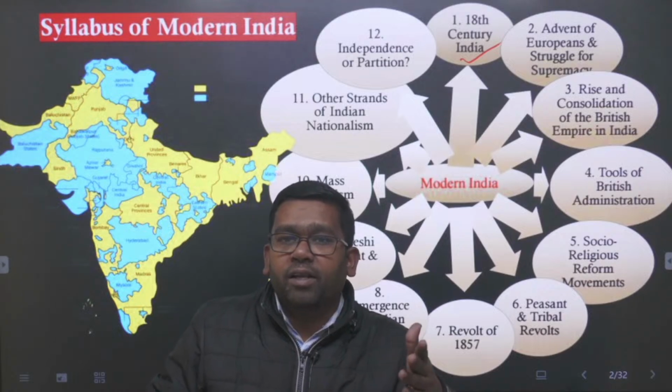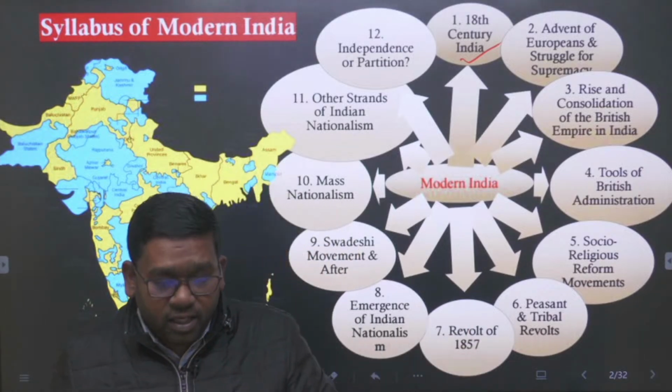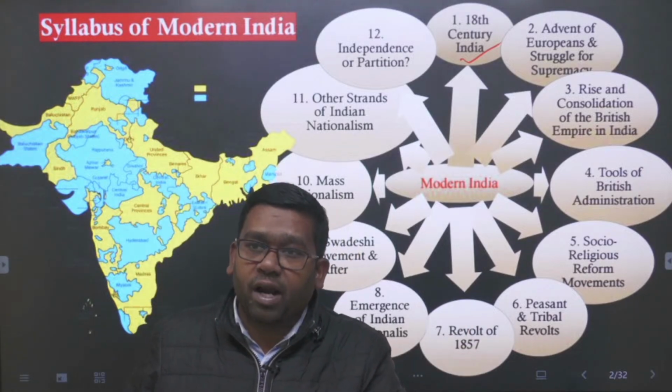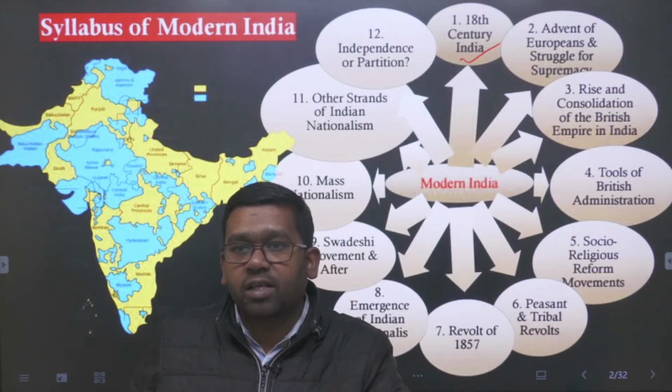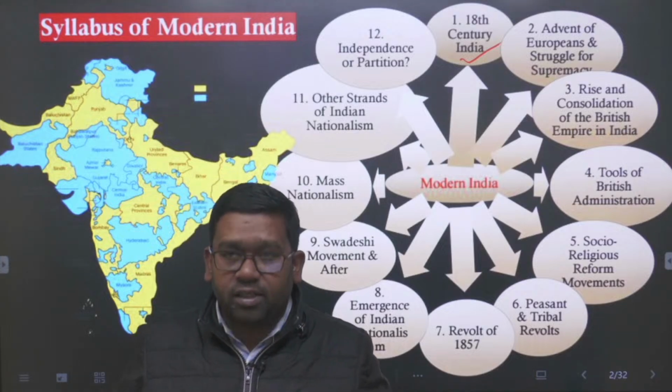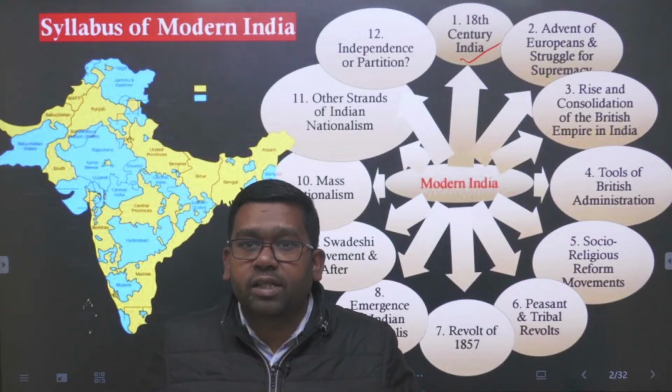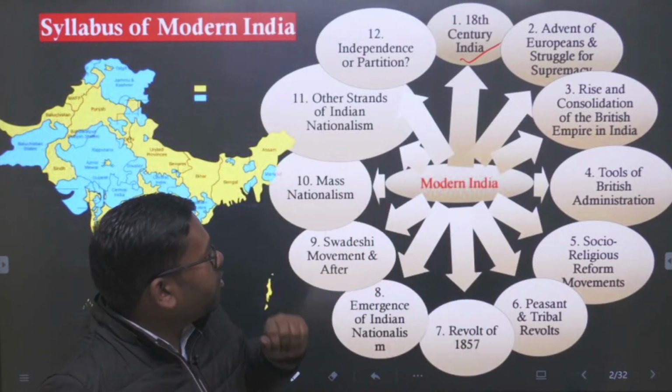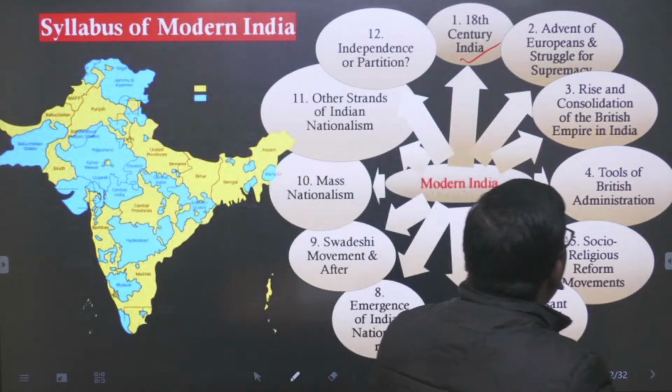Apart from independent states, the third one is a rebel state. In the rebel state category, there are Marathas, Jats, Sikhs and Afghans. These are the rebel states. So this is generally the 18th century topic. The second chapter of modern India is the advent of Europeans and the struggle for supremacy.